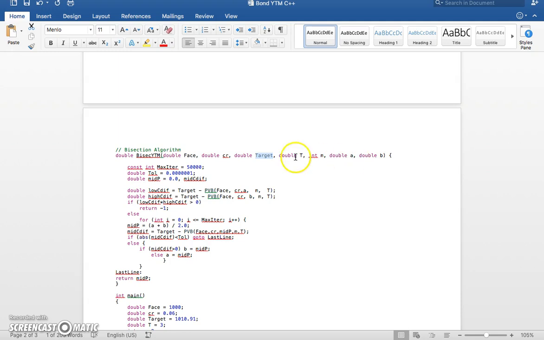So we know the face, we know the coupon rate, we know the market price of the bond, we know the maturity, the frequency of the coupon, and we're going to initialize a guess on the interest rate or discount rate by taking a lower rate, A, and a higher rate, B. And then we set a maximum number of iterations. We're going to say don't go more than 50,000 iterations. Then there's a tolerance level that we're specifying as being very, very low, so 0.000, etc. 1.